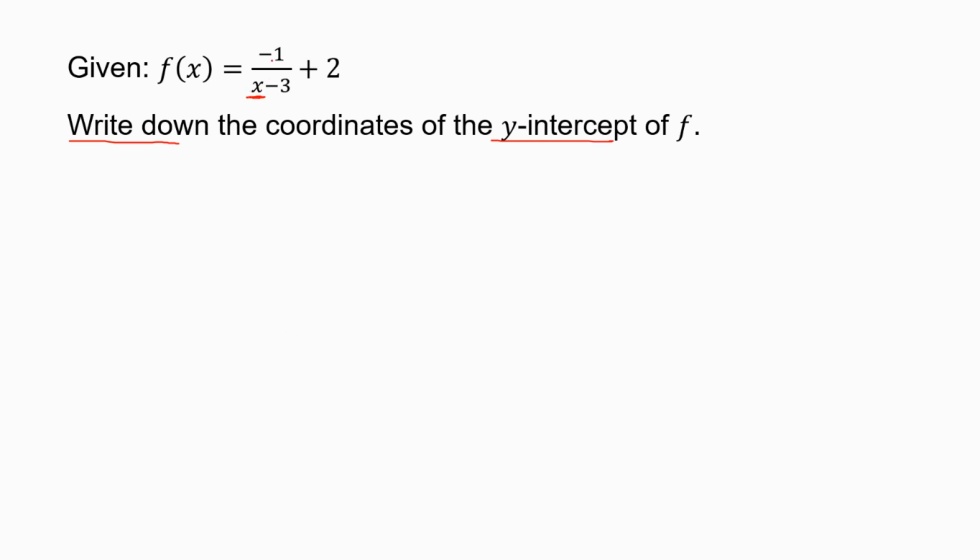So it's going to be 1 over 3. 1 over 3 plus 2 is going to be 7 over 3, because this is going to be 6 over 3. But let me just show you how we do this.